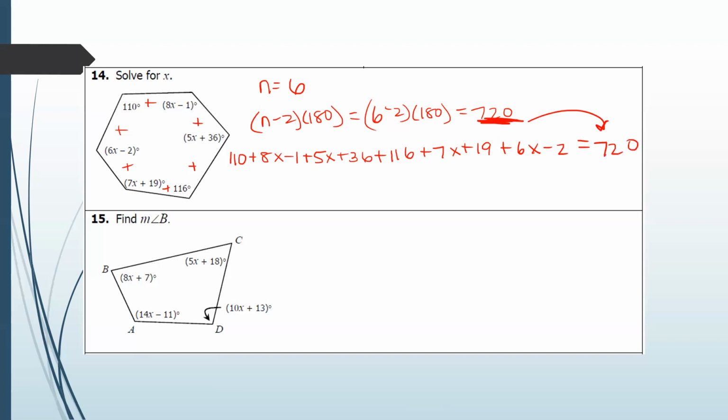All right, now we play algebra. I'm going to combine my like terms. It got kind of long here, so just use caution when you're combining your like terms. 8x, 5x, 7x, and 6x. We get 26x.